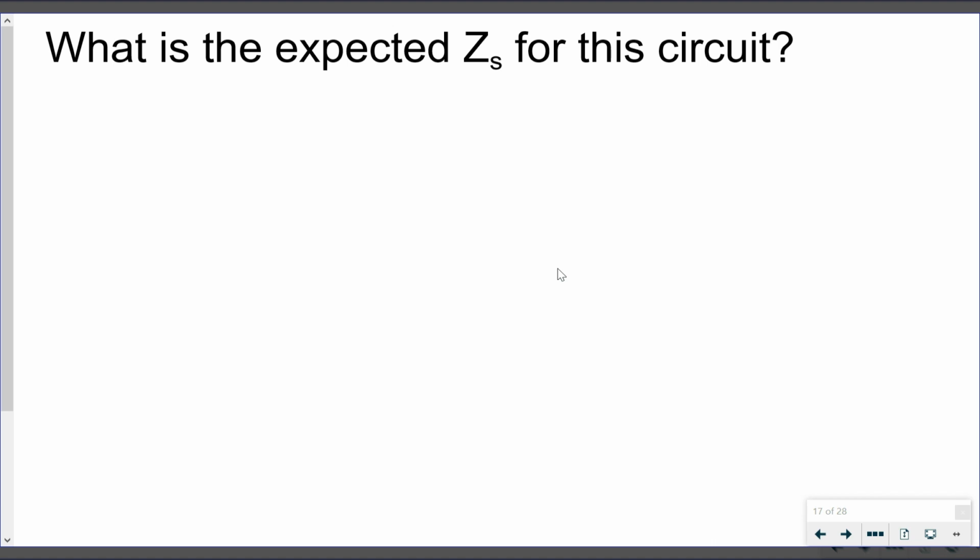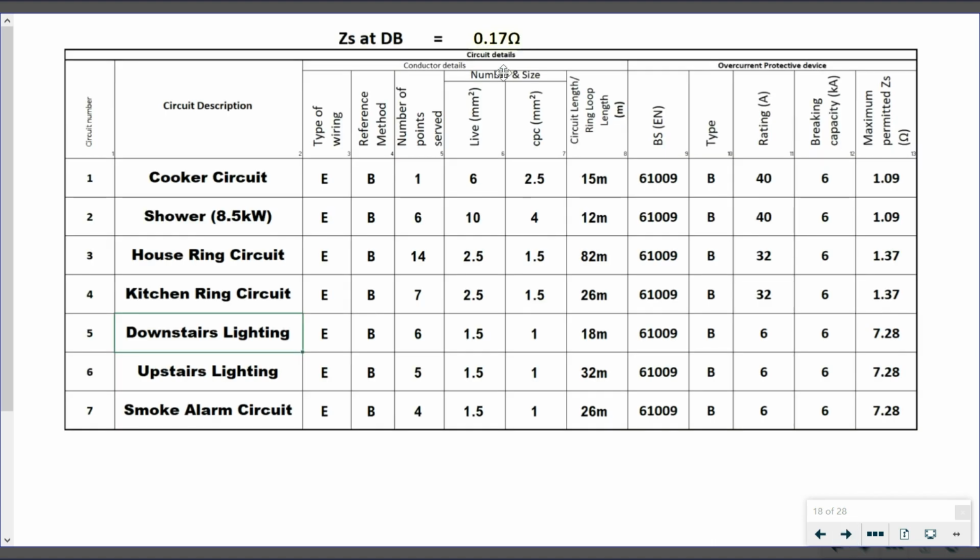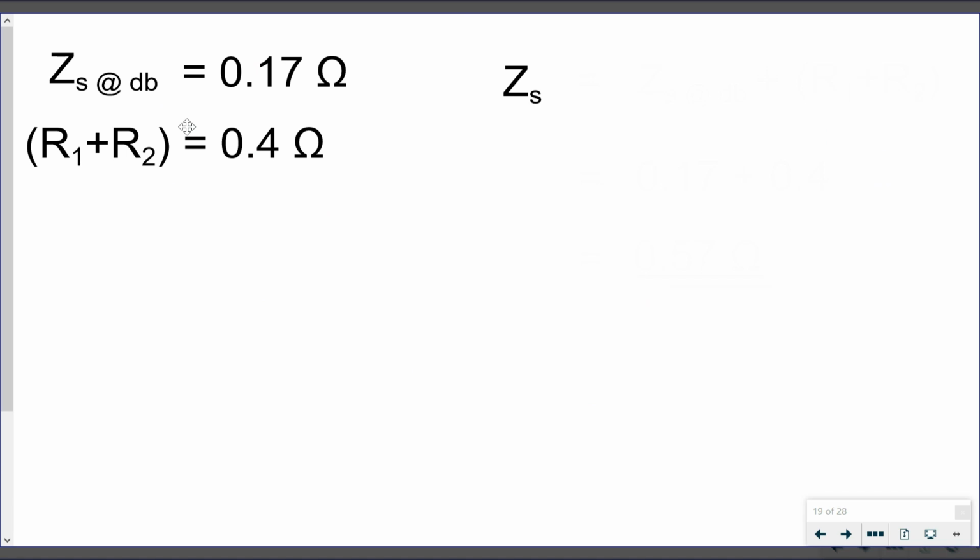So from that, what's the expected Zs for this circuit? At the top of the schedule of test results we have a Zs at the DB of 0.17. So we carry out a straightforward earth fault loop impedance calculation. We take that Zs at DB and plug it into our normal earth fault loop calc, and we add R1 plus R2. Remember, this Zs at DB is in place of your Ze value.